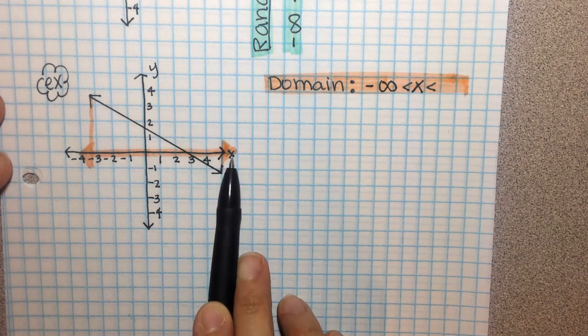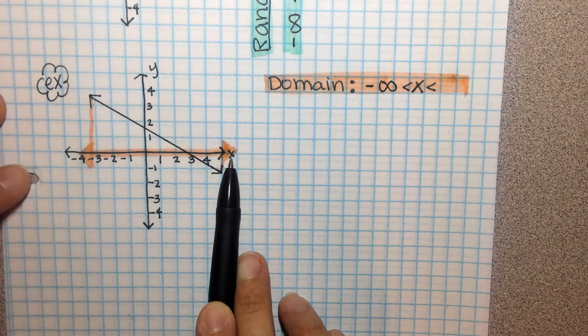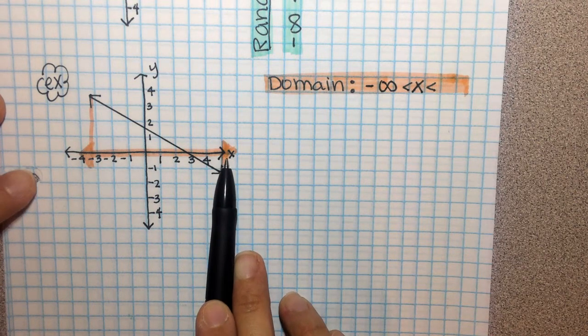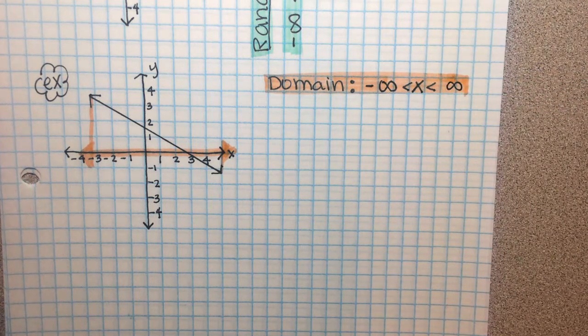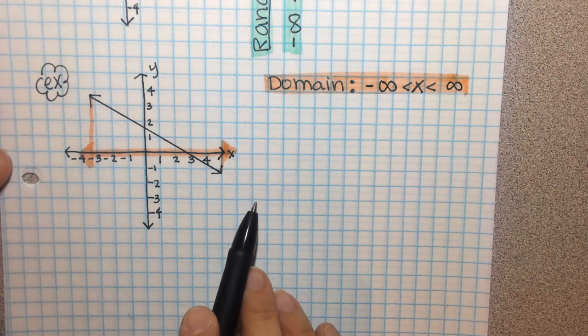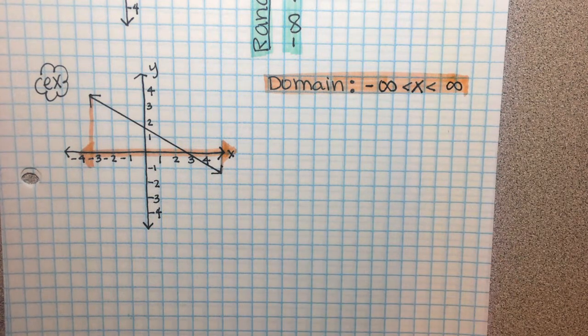Arrow on this end. What does an arrow mean? Infinity. And to what direction is it pointing? To the right, is that my positives or negatives? So it's just my regular positive infinity.